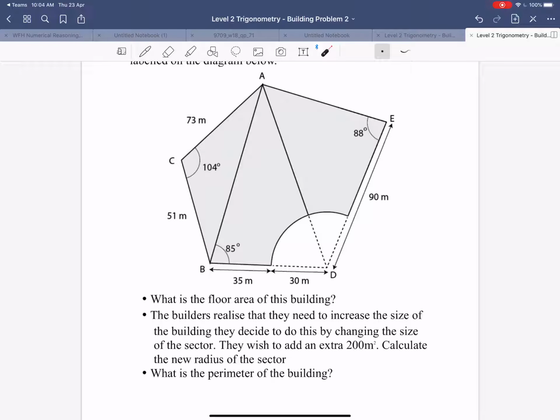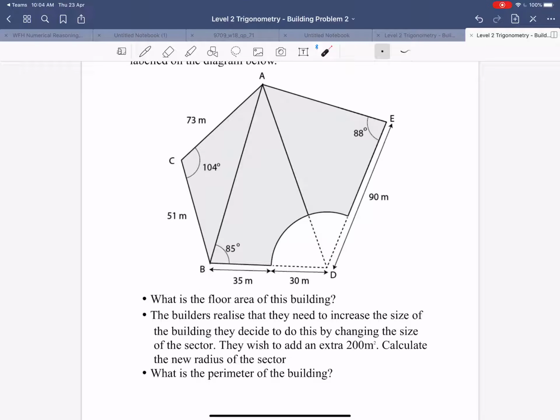The second bullet point is the builders realise that they need to increase the size of a building. They decide to do this by changing the size of a sector. They wish to add an extra 200 meters squared, calculate the new radius of a sector. So this part here is a constraint on the sector and how you can change it to affect the total area of the building.